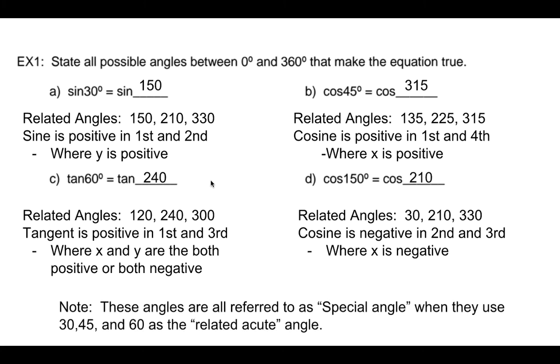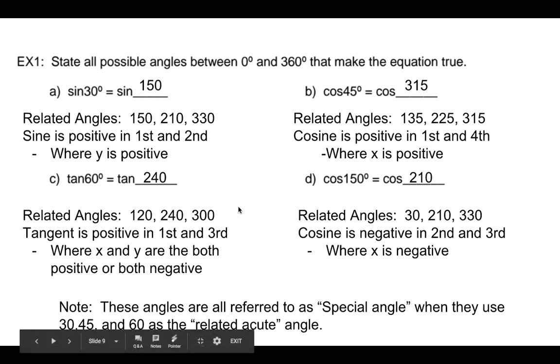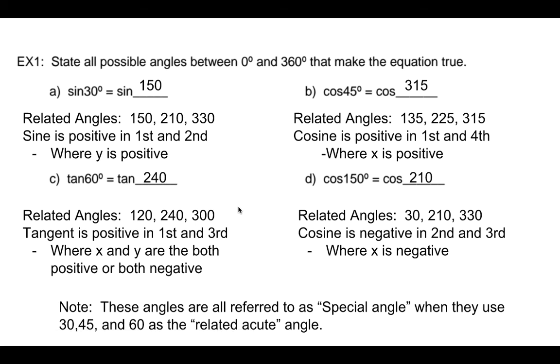Okay. These angles are actually all referred to as the special angles. Those are the ones we found from the special triangles. So if we wanted to get these ratios, we can get exact values for these, because they're all related to 30, 45, and 60. That's just a note for these ones.